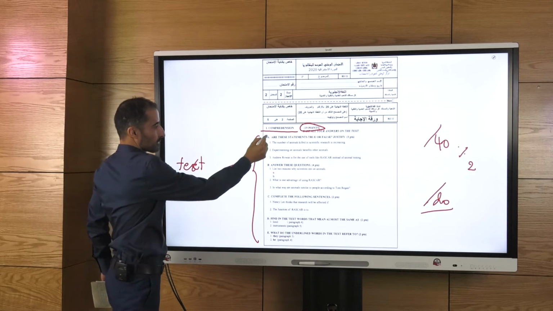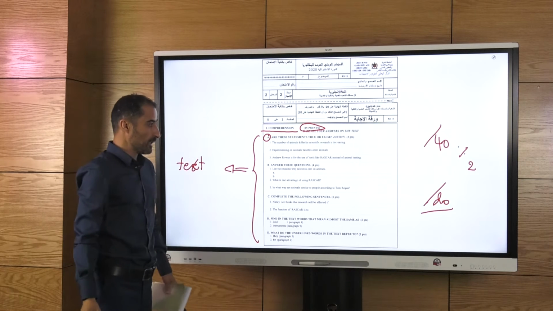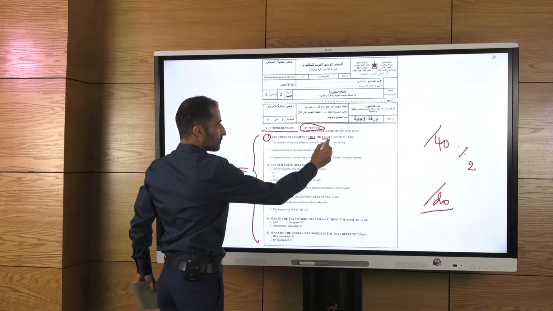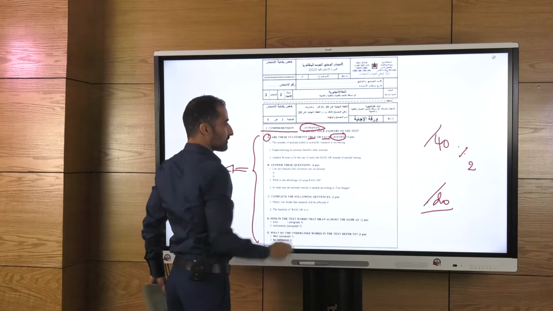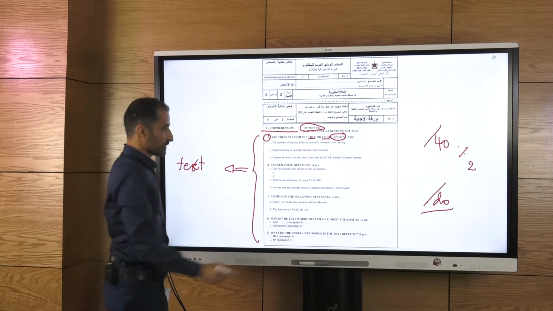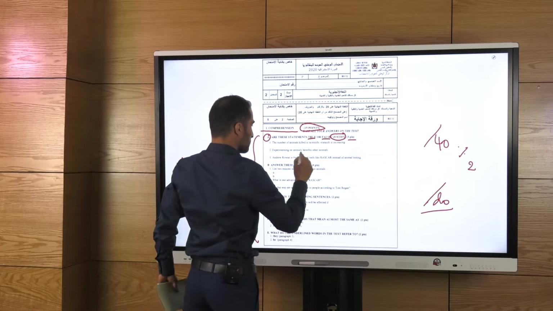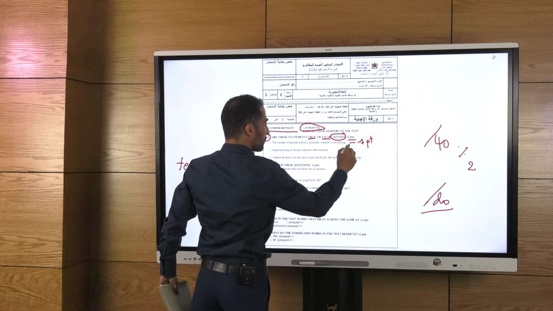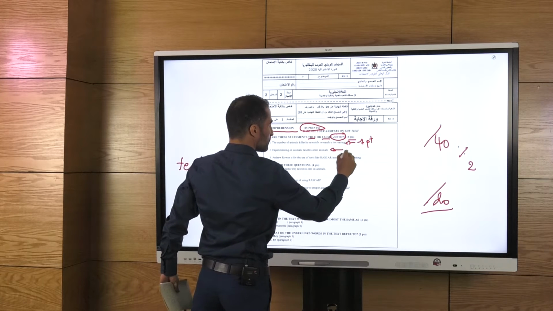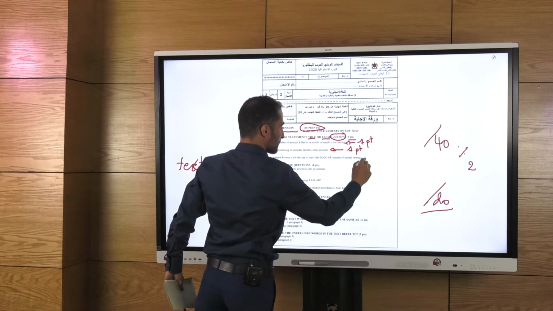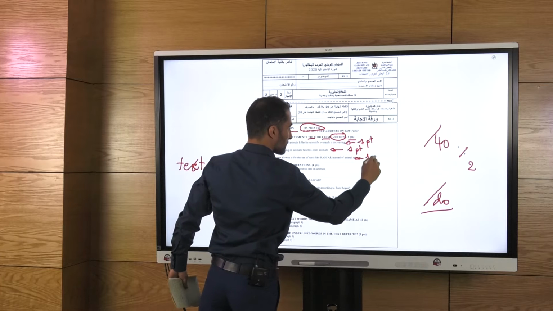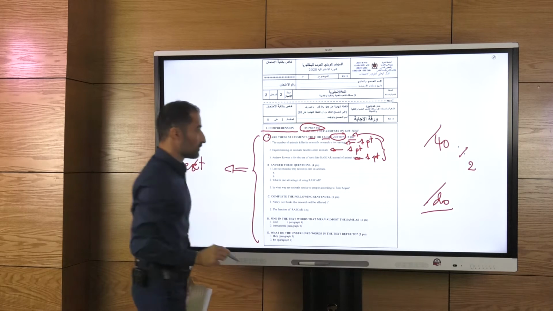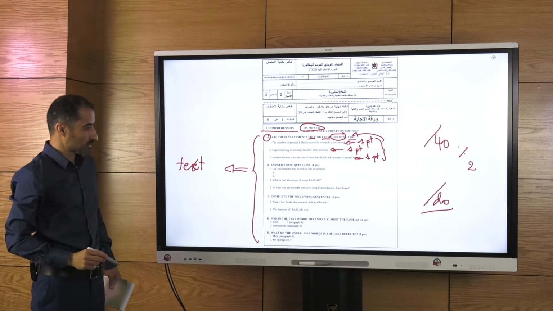Now here, rubric A, okay, so we have true or false, and you need to justify your answer. 3 points, which means 1 point for each true answer, okay? And the same thing, for example, for this one. So you are going to have 3 points if you have all the answers true.